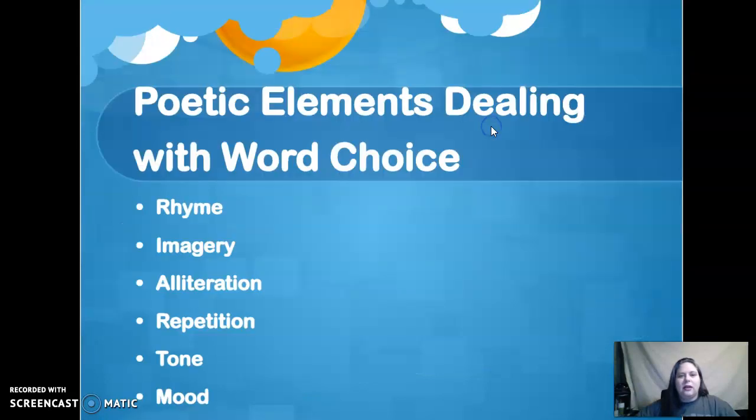So let's get started. The first thing we're going to talk about with poetry is the poetic elements dealing with word choice. All of these will help you tell that story better and help you understand the story that's being told. Poets will often use rhyme, imagery, alliteration, repetition, tone, and mood. We're going to go over each of these real quick. I don't want to focus on them too much. This presentation will be up on Google Classroom.